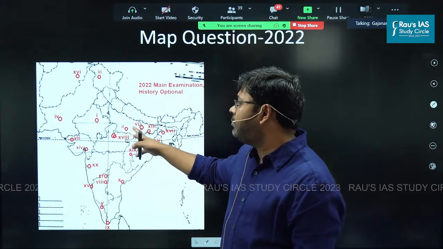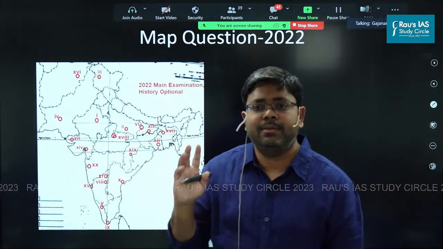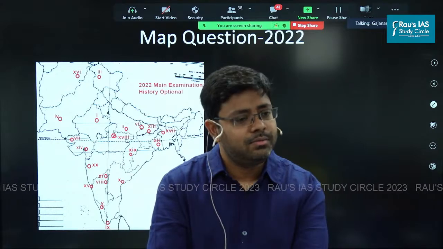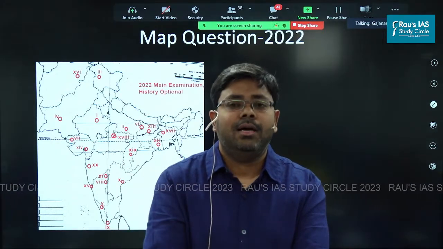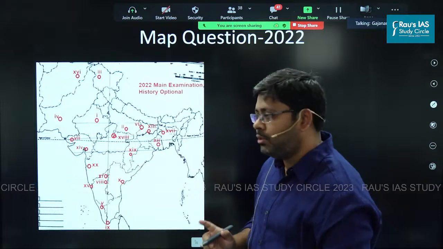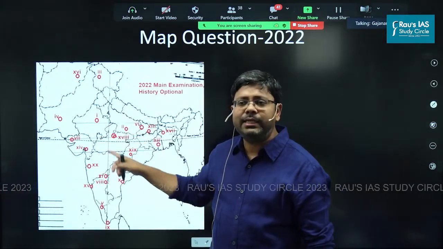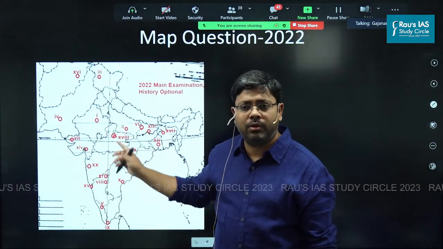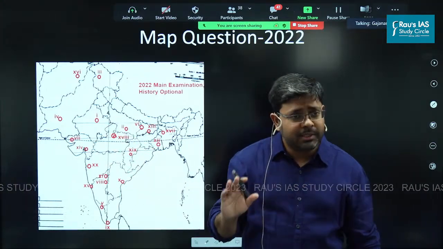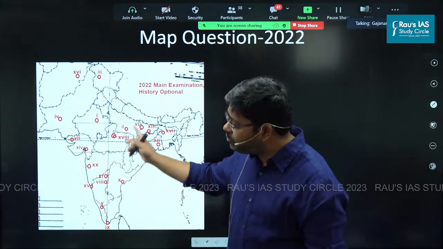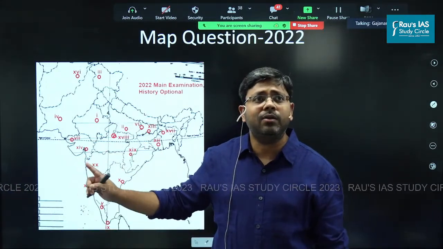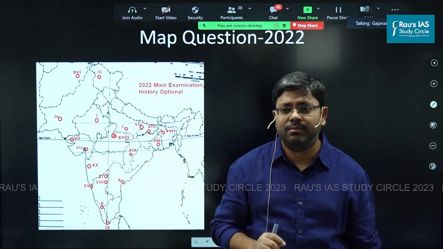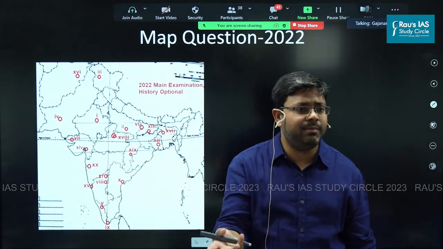When you talk about the map work, there is a change in the pattern of the question. What is the change? Earlier, the pattern was that you had to plot the sites on the map. Now UPSC has changed the pattern. The sites are already plotted, and you just have to describe the sites.